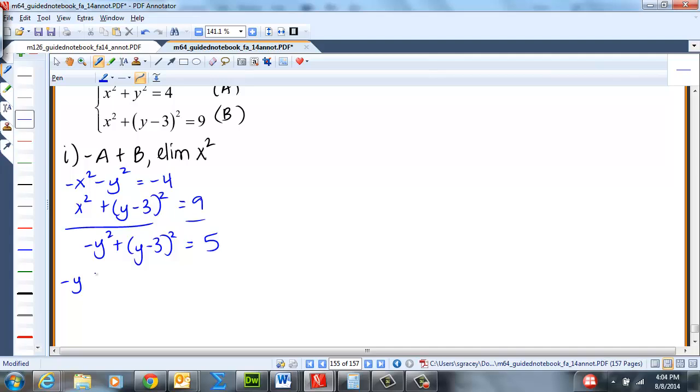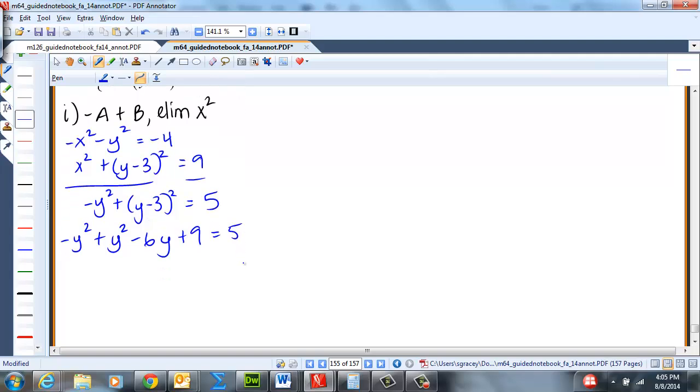So let's expand out the y minus 3 squared and combine like terms. So we'll have y squared minus 6y plus 9. That's expanding out y minus 3, the quantity squared. And all this is equal to 5. Well, this is kind of nice. The y squareds will zero out. So we're going to end up getting negative 6y is negative 4. So y will be negative 4 over negative 6. So y reduces to 2/3.